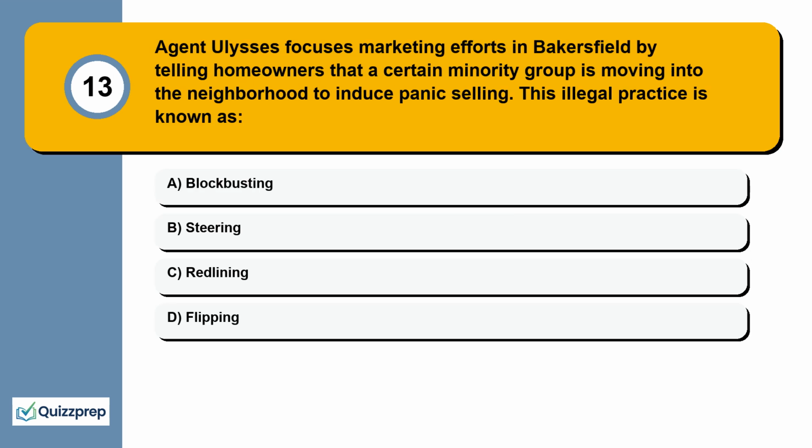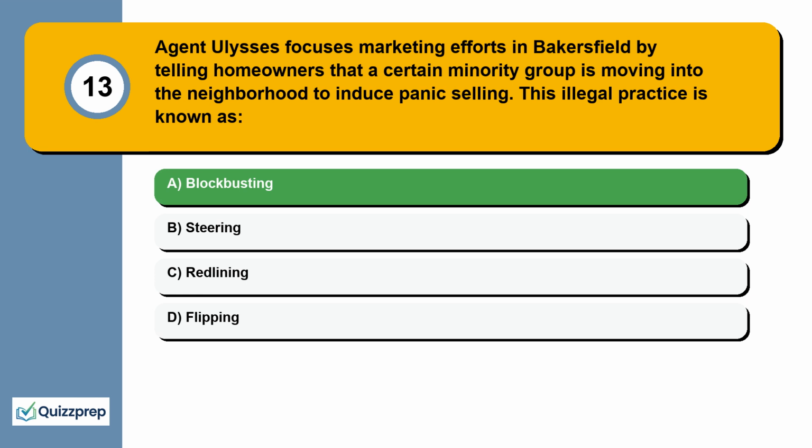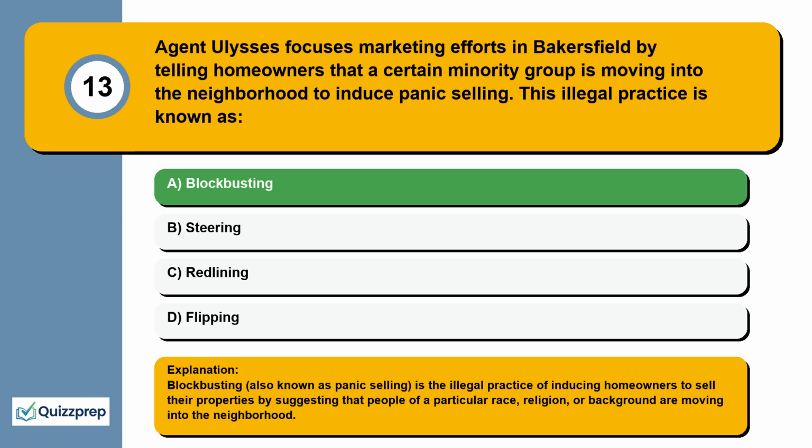Question 13. Agent Ulysses focuses marketing efforts in Bakersfield by telling homeowners that a certain minority group is moving into the neighborhood to induce panic selling. This illegal practice is known as blockbusting, steering, redlining, flipping. Blockbusting, also known as panic selling, is the illegal practice of inducing homeowners to sell their properties by suggesting that people of a particular race, religion, or background are moving into the neighborhood.